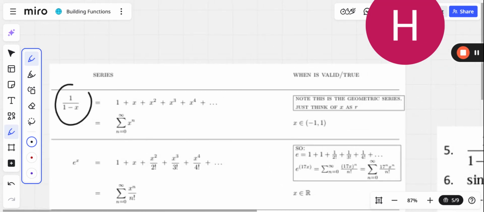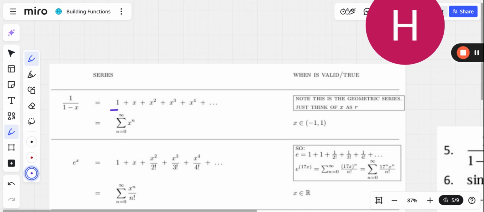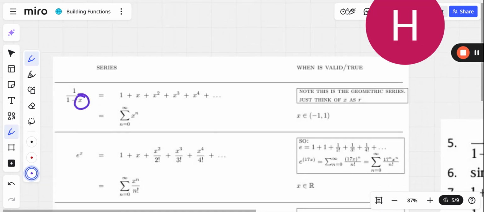We have the series for 1 over 1 minus x. That's a specific structure of an equation. And this is represented by the easiest series, the geometric series, with a radius of r. So whatever this x is, that's kind of like the multiplier. See how each term is being multiplied by x to get to the next term, and they're all being added.